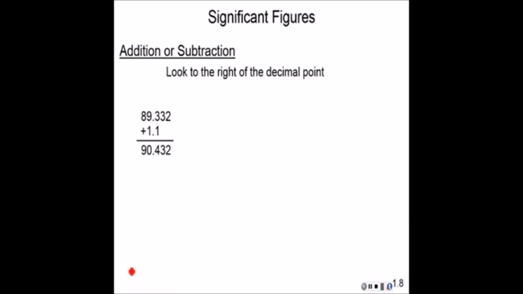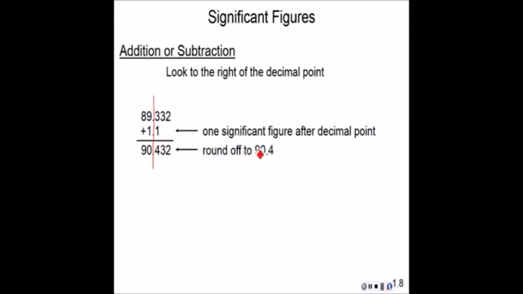Let me get my pen here. So what we're going to look for is right here. So I'm going to draw a line there. So we look to the right of the decimal point. You see we have 3 digits over here. We have only 1 here. Because there's only 1 here, I want to round off my answer so it only has 1. And that's why I rounded off to 90.4. I just dropped the 3 and the 2. Now if this 3 had been a 5, I would have added 1 to the 4 when I dropped it.